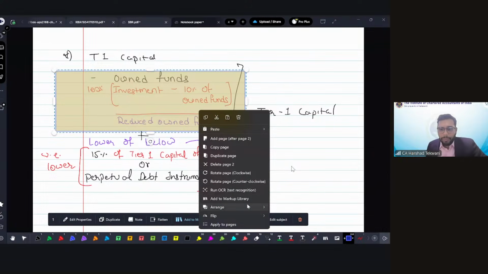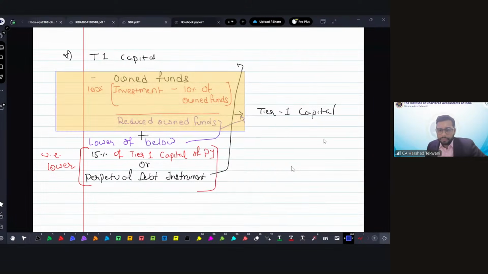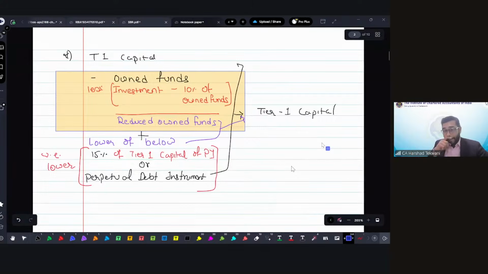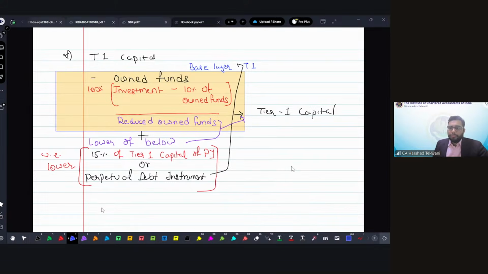Sir, one more doubt. If the NBFC started in the current year, then for the previous year we need to check that limit of 15%. If it is opened only in the current year, then how can we check the tier 1 in this case, sir? Can we take the full perpetual debt instrument?